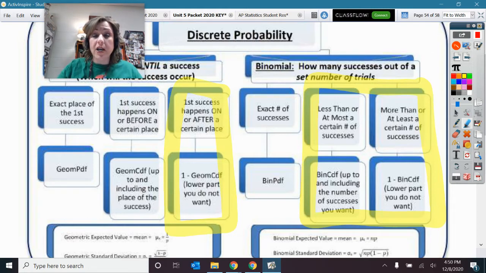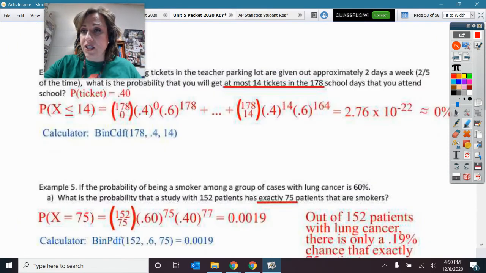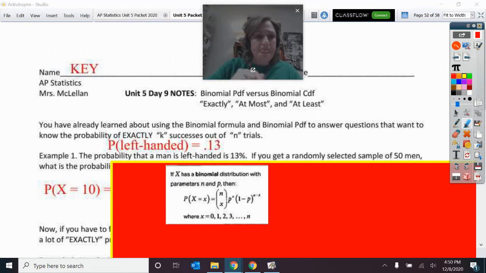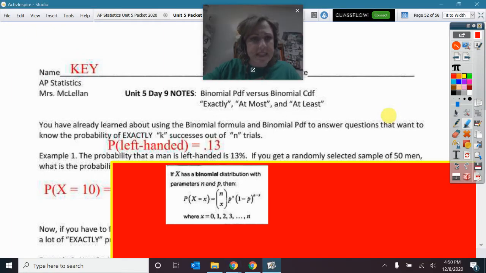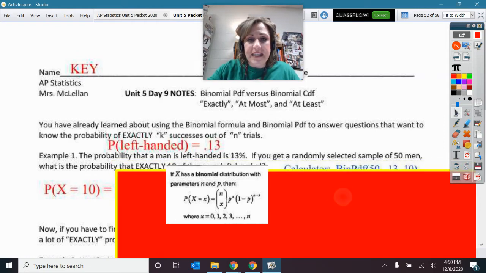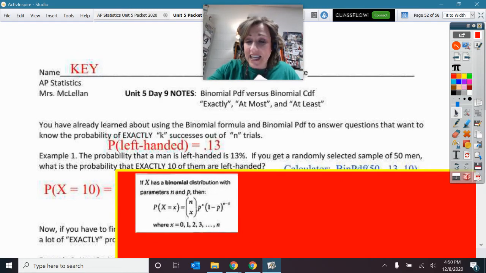But I'm going to go ahead and show work as if we have the older operating system that is more limited on its computing. All right, so now let's go back here to our problems on exactly, at most, and at least. So here we have our first problem. And we again have our left-handed men. We've got our left-handed men, and we're going to have the probability of being left-handed at 13%. What's the probability that out of 50 men, you get exactly 10 of them?